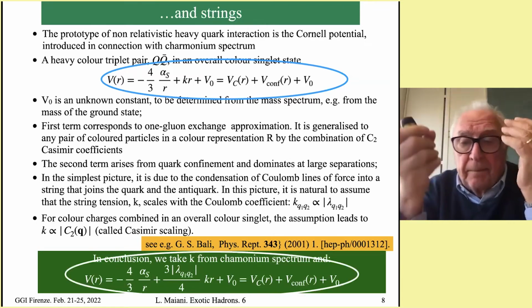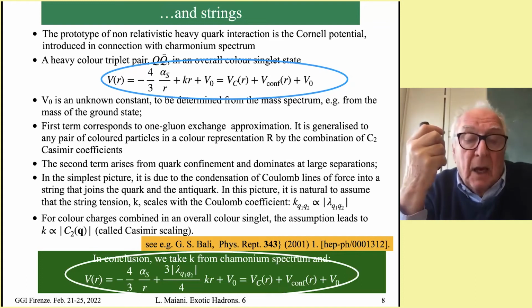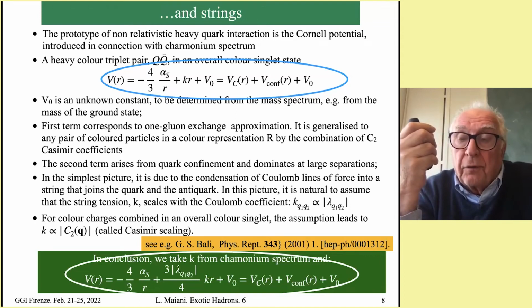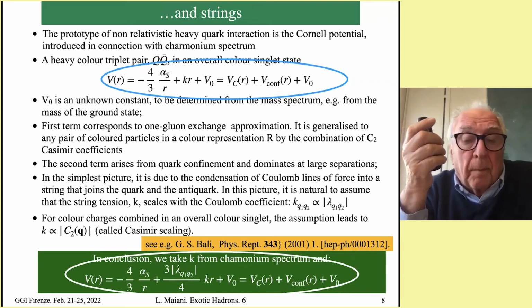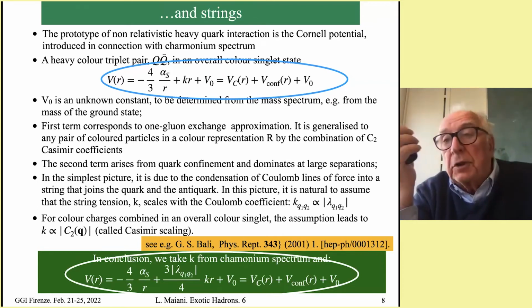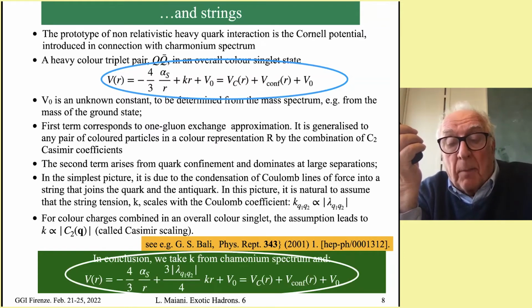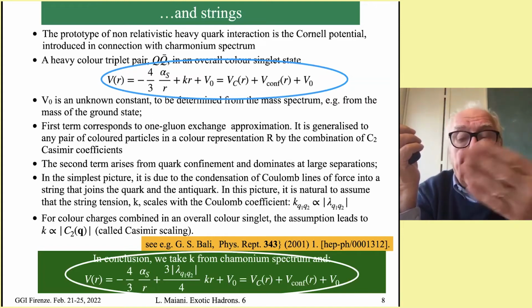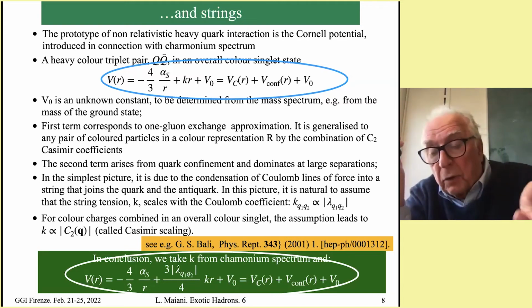And so if you have a case where you have a general lambda Q1, Q2 for the strength of the Coulomb term, you will have a Coulomb potential which is minus, not 4/3, I'm sorry, but lambda Q1, Q2 times alpha S over R. And then you multiply the charmonium by 3/4 to take out the Casimir of the charmonium, and multiply by the Casimir that comes out, lambda Q1, Q2. And then you have, of course, a constant, etc.